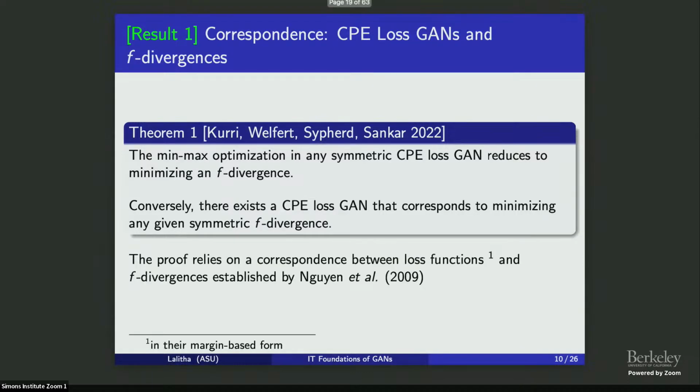It's actually super cute, and the proof really comes from this very nice paper by Nguyen, Wainwright, and Bartlett, a good decade or so back. You've got to write this loss in a margin-based form. I don't have time to go over it, but it's a cute result. What this tells me is that there exists a loss for any symmetric F divergence that you want to minimize, and sometimes it's easier to work with loss functions.